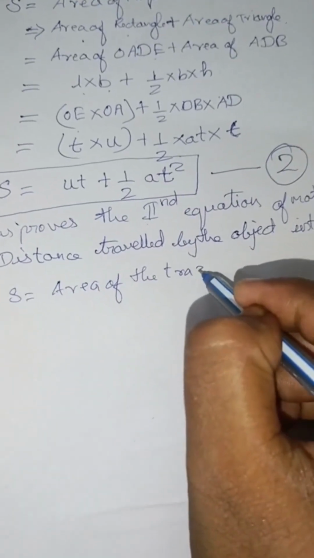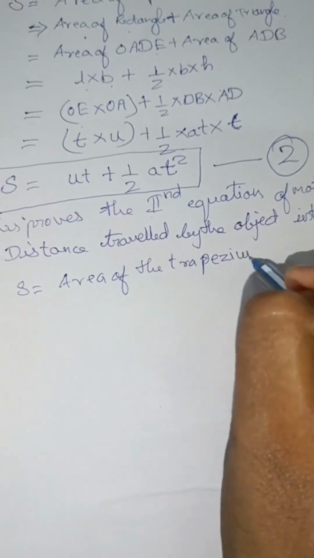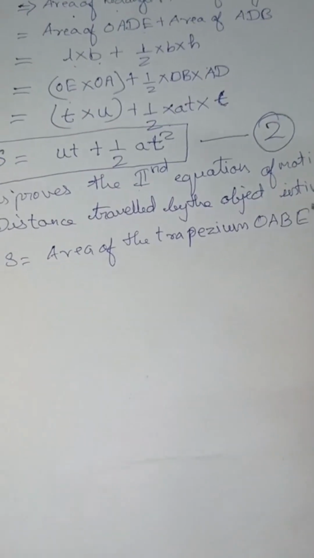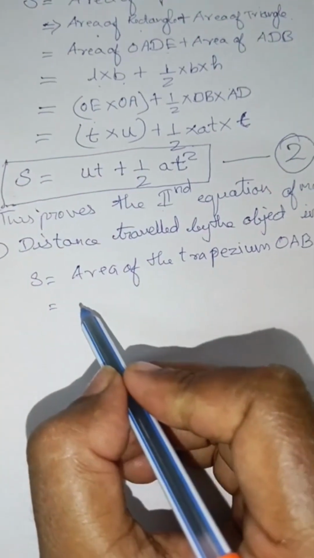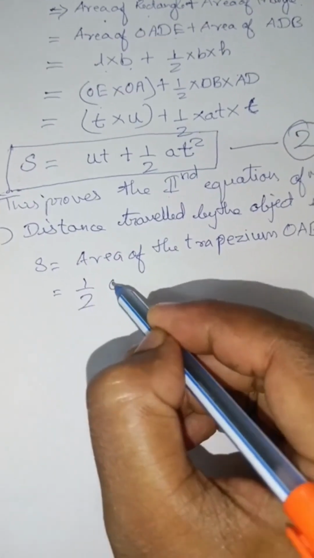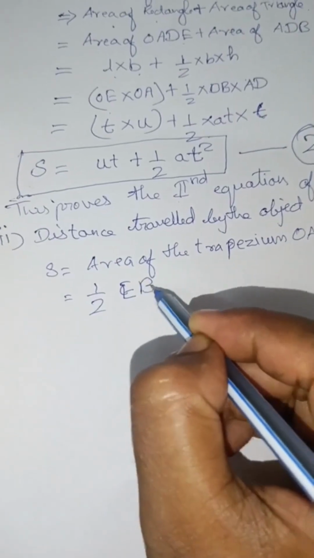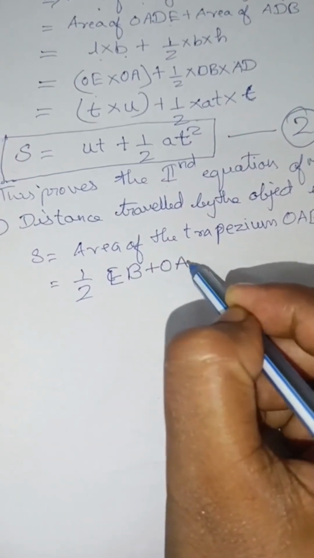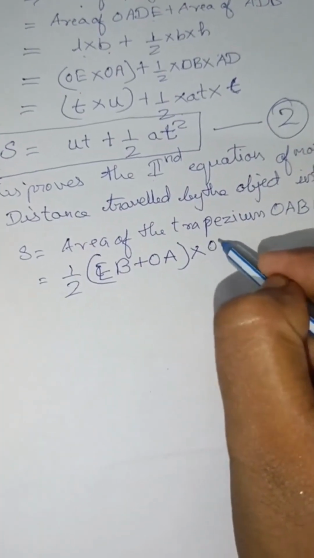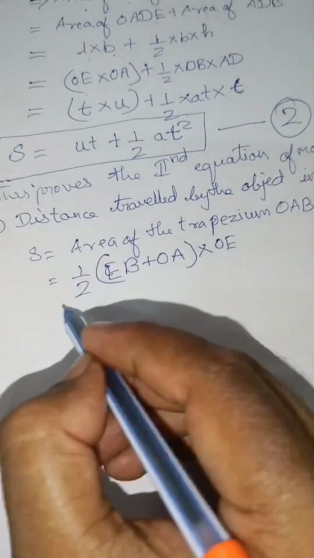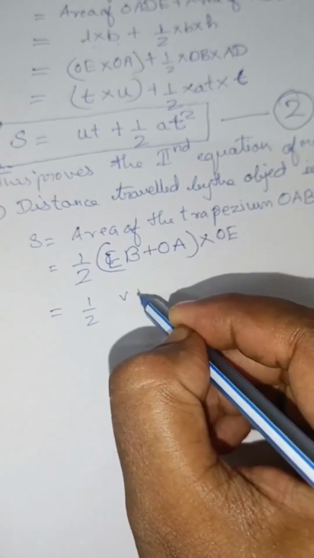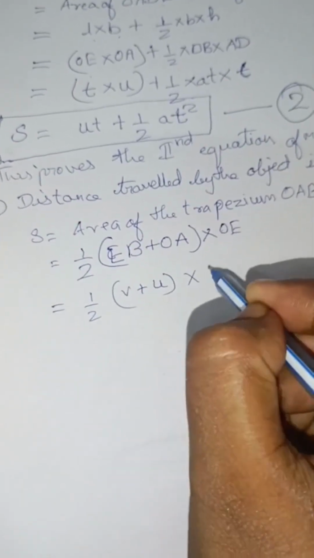Sir, what is this area of trapezium? The area of trapezium will be the same as OABE. Now I have to write the equation in the form of an associative law. That is nothing but half times of (EB plus OA) multiplied by OE, which is also the equation half times of (V plus U) into time t.